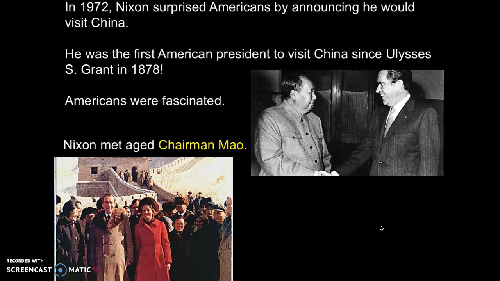It was fascinating. This was all televised. Many Americans had never seen televised images from China. I can remember my elementary school teachers bringing TVs into the room so we could watch this, and these scenes of Nixon doing things like walking on the Great Wall were really astounding, plus the fact that he met the aging Chinese communist leader Mao Zedong.